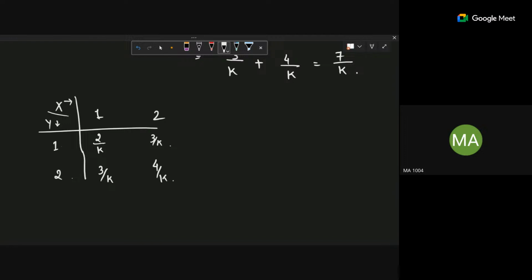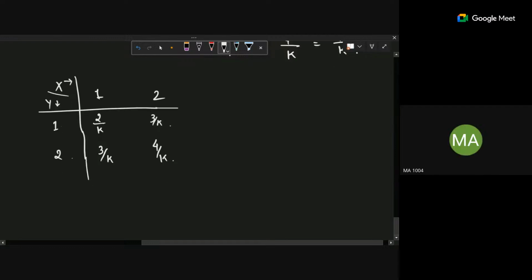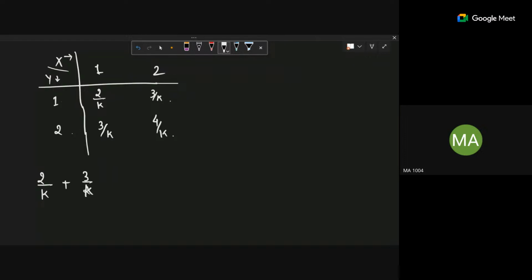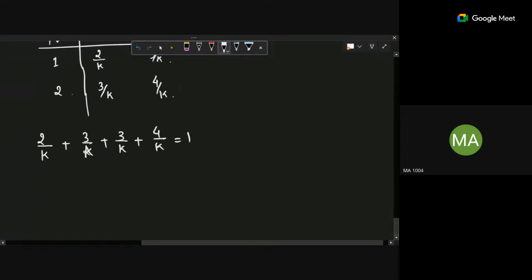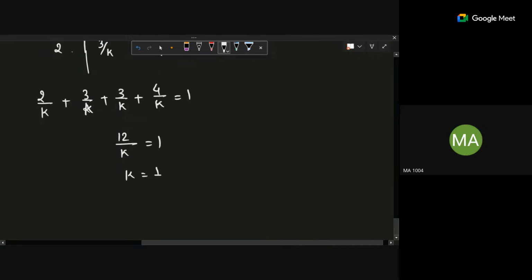Add all the probabilities and equate it to 1. We know that all the probabilities should sum up to 1. So that will be 2 by k plus 3 by k plus again 3 by k plus 4 by k. That will be equal to 1. So it is 3 plus 3, 6 plus 2, 8 and 12. Okay. So 12 by k is 1. So k is equal to 1 by 12.